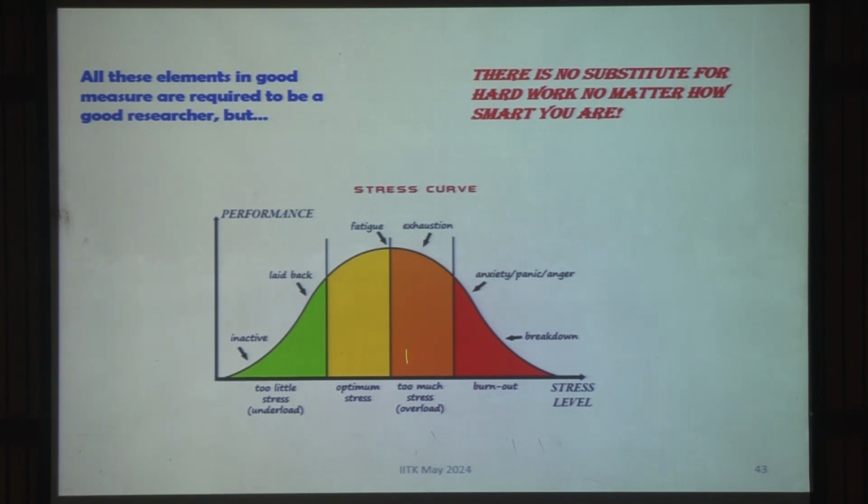And so I always show this graph. There is a performance here and there is a stress level here. If you are in the green, you are really inactive, you are laid back, very little stress. If you are somewhere here, you are fatigued. And if you are over that side, you're not that productive, you have breakdown and all that. So you should try to be in this yellow region so that you're not killing yourself, but you're not underperforming either.